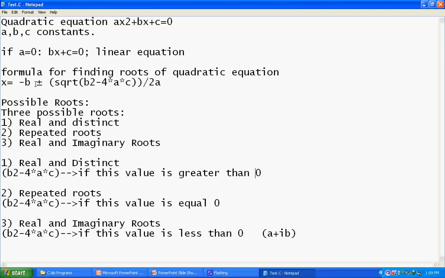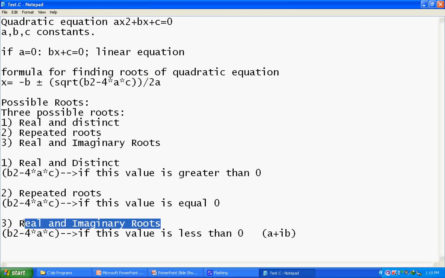Because if the part here, b square minus 4ac, is greater than 0, then I am going to get the square root of that value. In any case, if b square minus 4ac tends to 0, then the square root of 0 will also become 0. I am going to be left with just minus b divided by 2a, the denominator part.